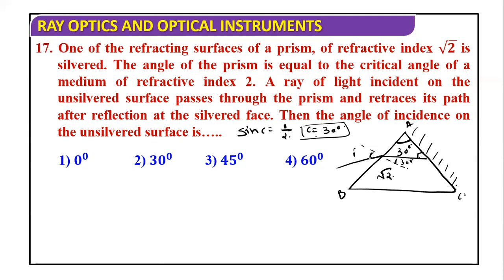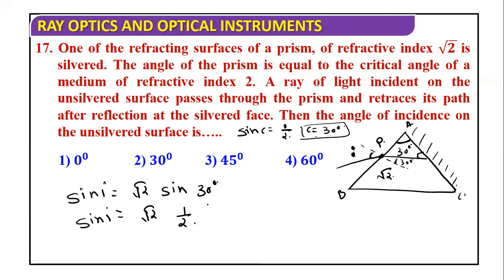We want to find the angle of incidence on unsilvered face, that is I. So we can apply Snell's law at point P. Sine I is equal to root 2 sine 30 degree. So sine I is equal to root 2 sine 30, which is 1 by 2, that is 1 by root 2. So I is equal to 45 degree.